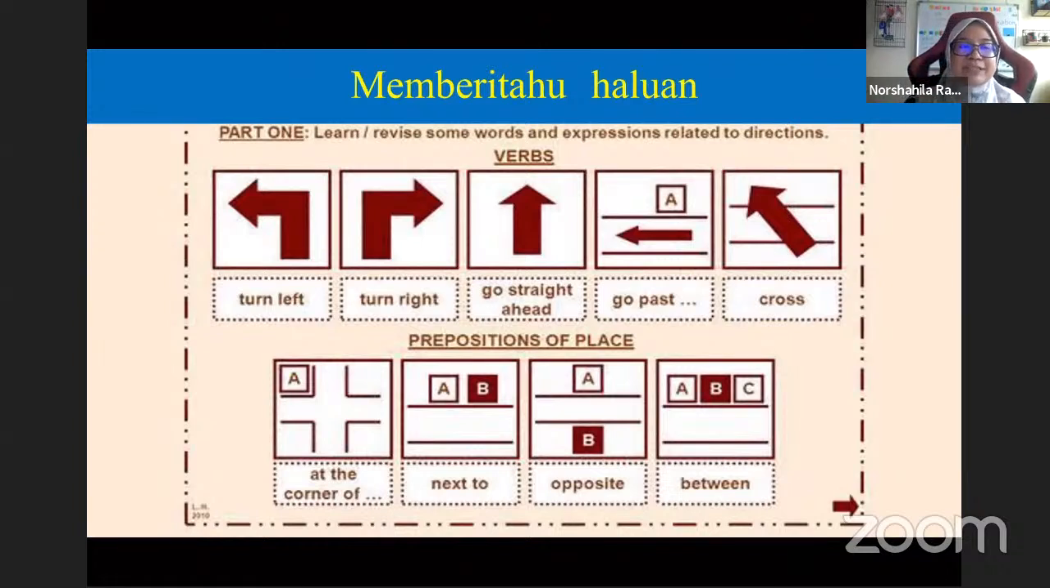Okay, sometimes if you're lucky, you can get someone who speaks English, but sometimes you happen to have someone who is not really good at giving direction in English. Okay, but instead they will give direction in Bahasa Melayu.